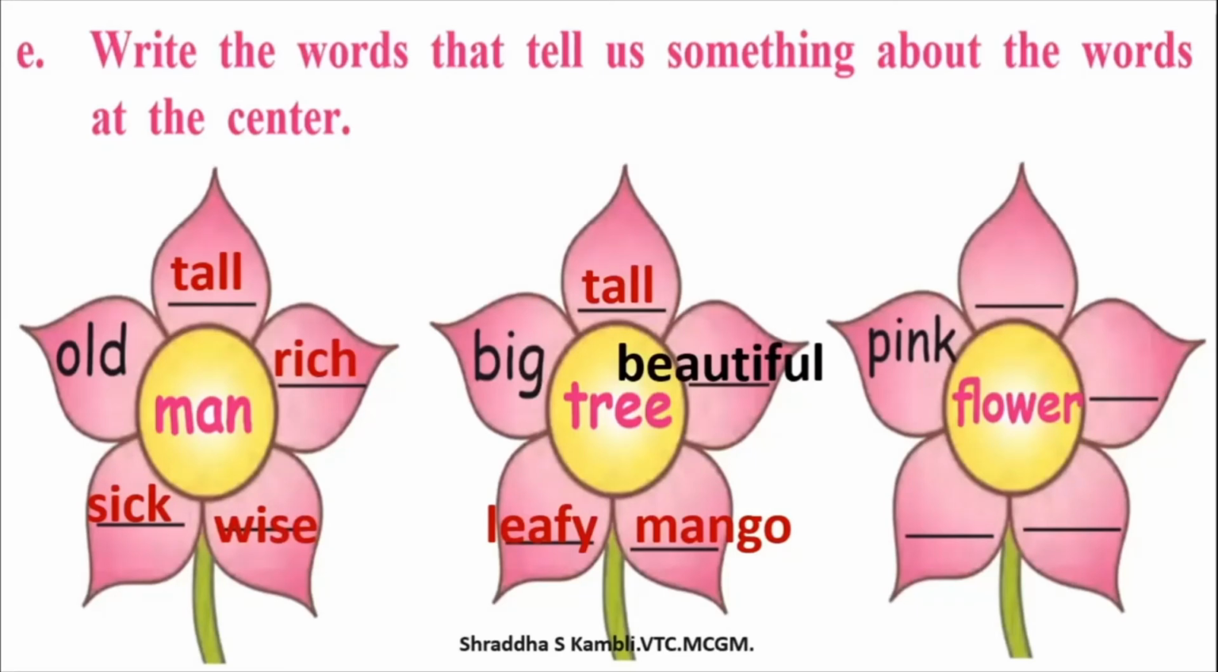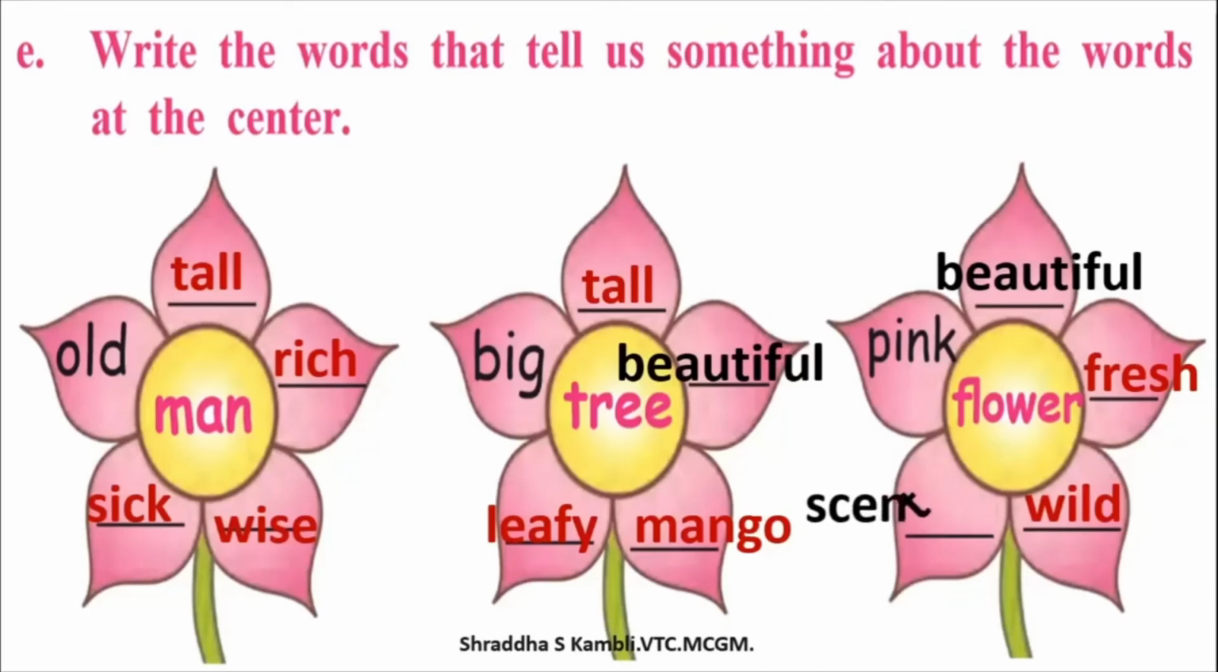Coming to flower, what are the words which you can use in order to say something about the flower? We can say pink flower. We can say beautiful flower again. Okay, you can also write fresh flower. We can write wild flowers, flowers which no one plants, flowers which grow on their own in the jungle. And you can also write scented flowers, flowers with a lot of khushbu in them, scent in them.